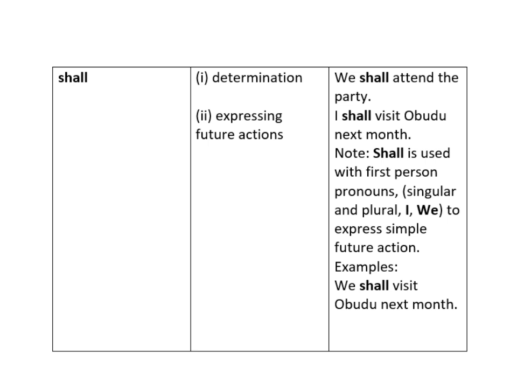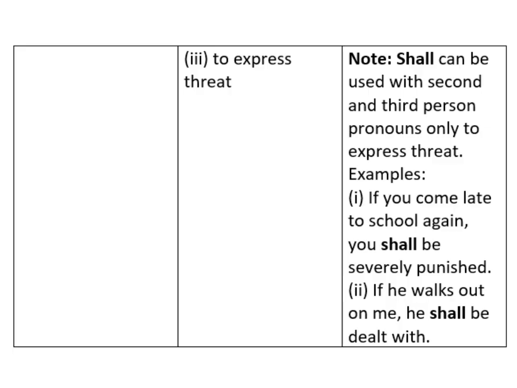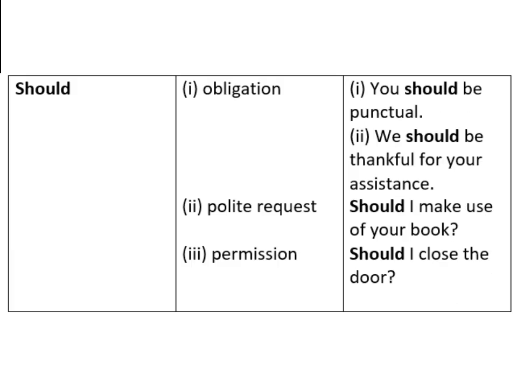to express future actions. To express threats, we have, if you come late to school again, you shall be severely punished. Here, shall can be used with second and third person pronouns only to express threats. If he walks out on me, he shall be dealt with.